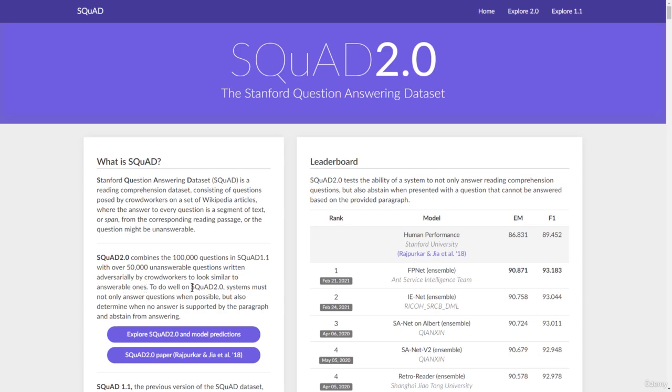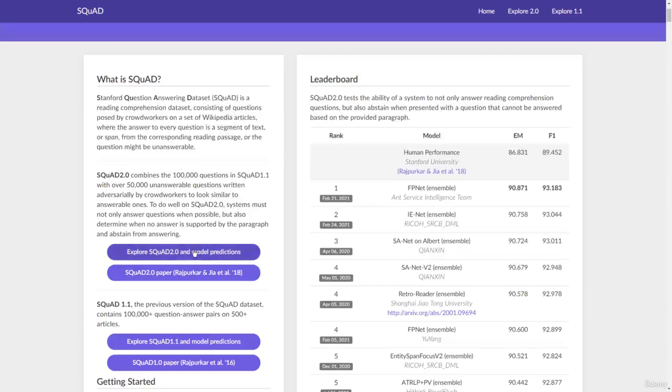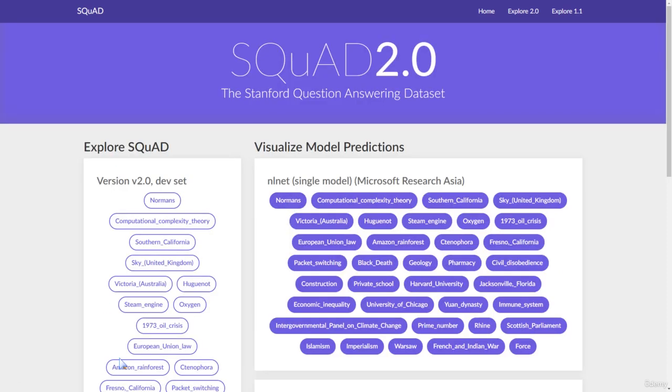To do well on SQuAD 2.0, systems must not only answer questions when possible, but also determine when no answer is supported by the paragraph and abstain from answering them. Here we can explore SQuAD 2.0 and some model predictions based on models which have been trained using this SQuAD 2.0 dataset.